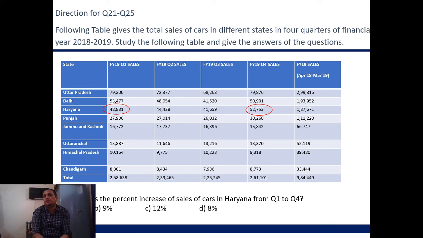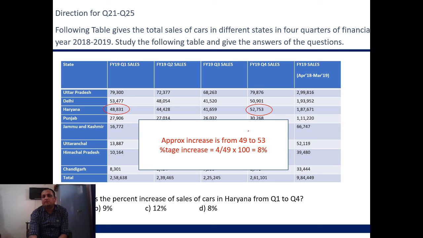How will I calculate it orally? I can visualize that the value is approximately changing from 49 to 53. Can I take it as 49,000 and 53,000 if I round them off? And if I ignore that thousand part, it means the value is changing from 49 to 53. The change is of 4 on 49. Now you can round 49 as 50, then 4 by 50 is approximately 8%. What should be the answer? Option D.